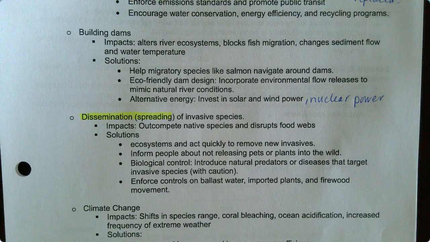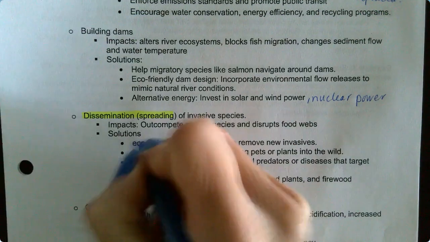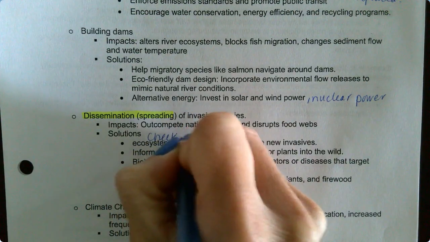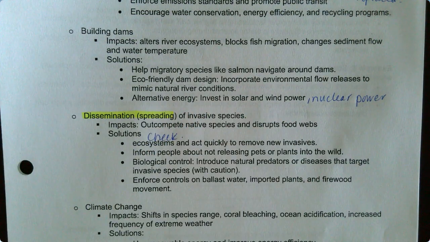Some solutions: you should be checking ecosystems. Check ecosystems and act quickly to remove new invasives. If you are monitoring, especially things like, let's say, riverways, waterways, and you're like, oh man, that organism's not supposed to be here. If you could get that in check sooner rather than later, be proactive instead of reactive, that would be good. Inform people about not releasing pets or plants into the wild.